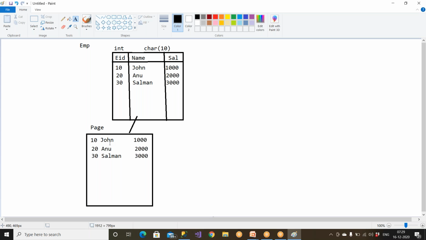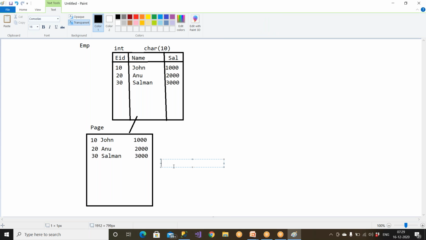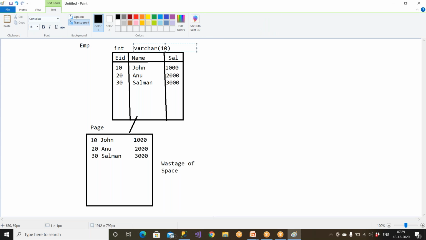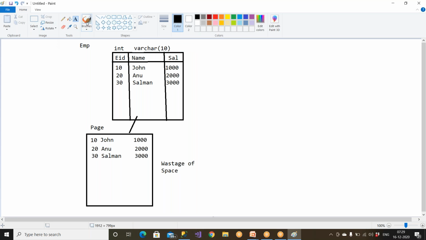So when they give you a fixed length of space, if you occupy the complete length, that is fine, but you are not occupying the complete length. You are wasting the space. Clear? So what is the big issue here? Wastage of space. That is the big issue in the character data. To overcome this, what we normally do is make it varchar data.